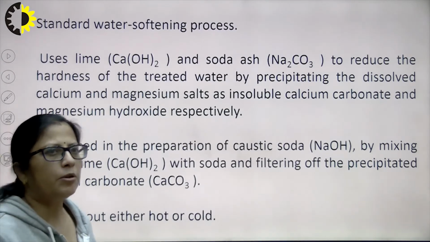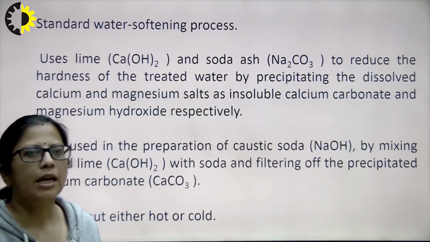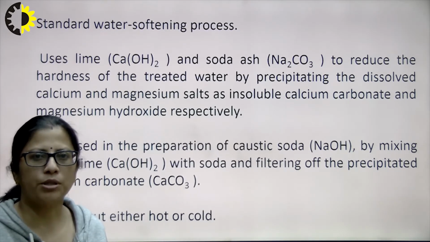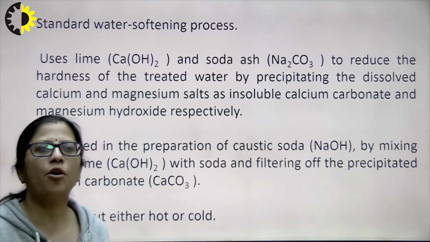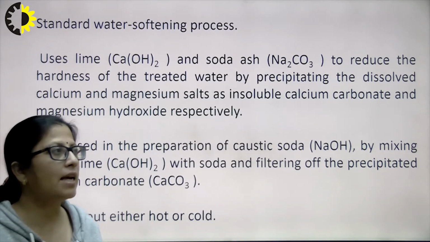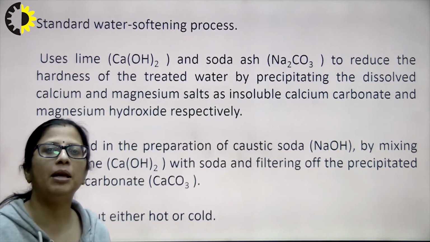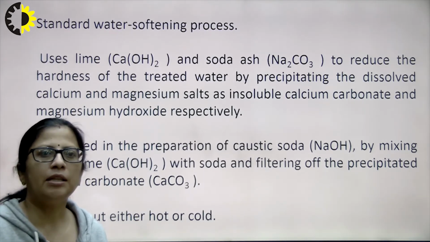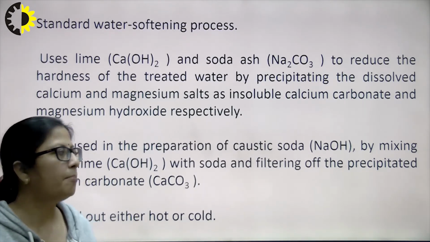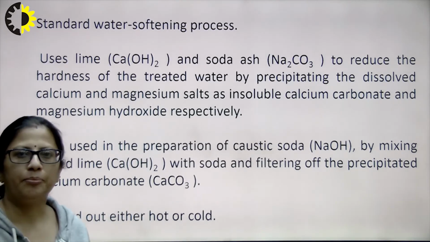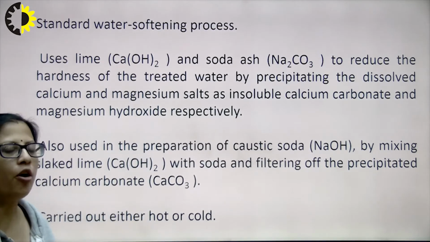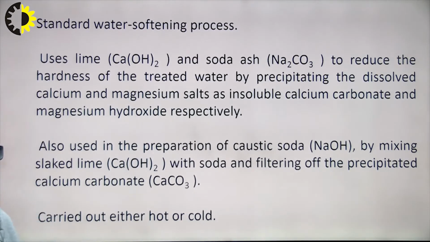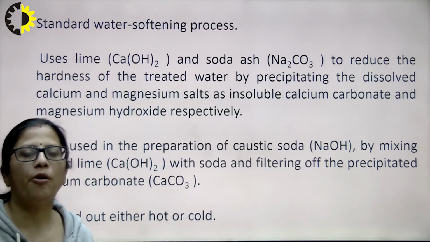Now, coming to the standard water softening process, it uses lime and soda ash to reduce the hardness of the treated water by precipitating the dissolved calcium and magnesium ions as insoluble calcium carbonate and magnesium hydroxide respectively. It is also used in the precipitation of caustic soda by mixing slaked lime with soda and filtering the precipitate of calcium carbonate. This process can be carried out either in the cold or hot.